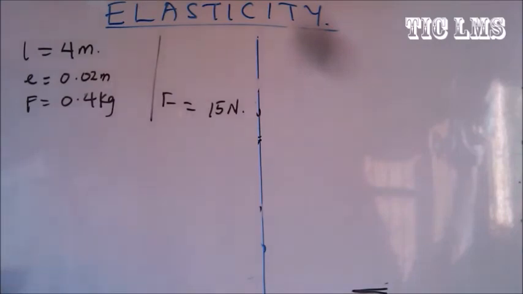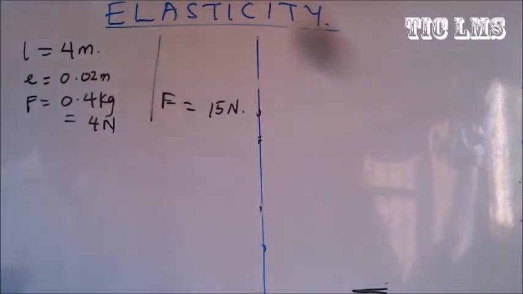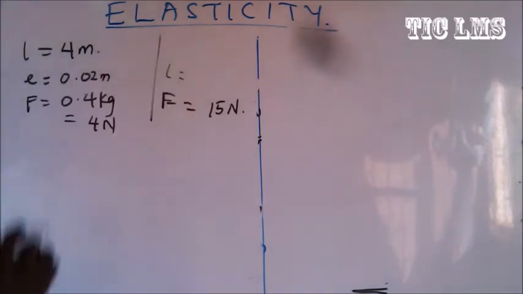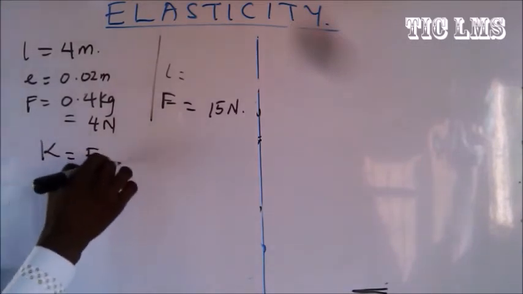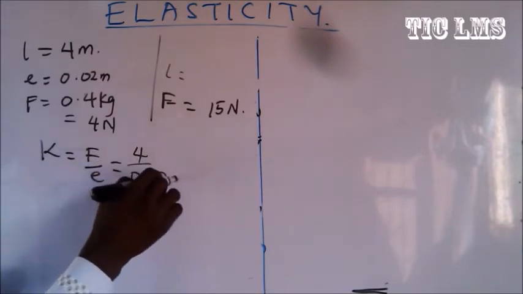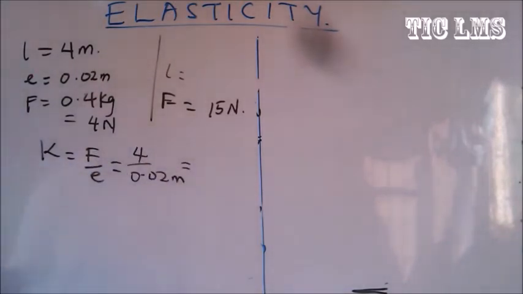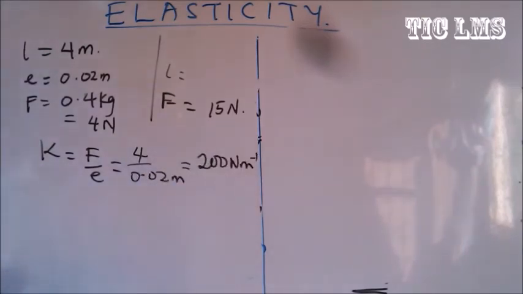Alright, so what we need to do is convert this into weight, which is by multiplying by 10, that is 4 Newton. So we are looking for the new length of this string. So first we get the elastic constant, which is K equals F over E. Here the force is 4 Newton and the extension is 0.02 meter. And this gives us 200 Newton per meter.